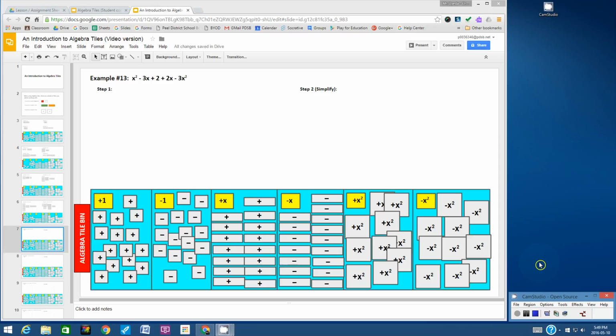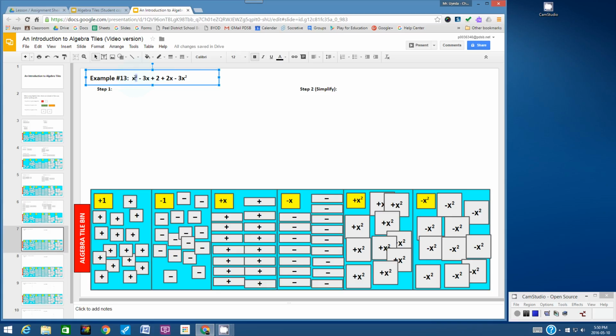Okay, so we're on example 13 and you notice that we've given the whole slide for one question. So there's got to be a reason for that. There's also something different here. Step 1 and step 2. So let's see what that's all about. Okay, so the strategy is the same.